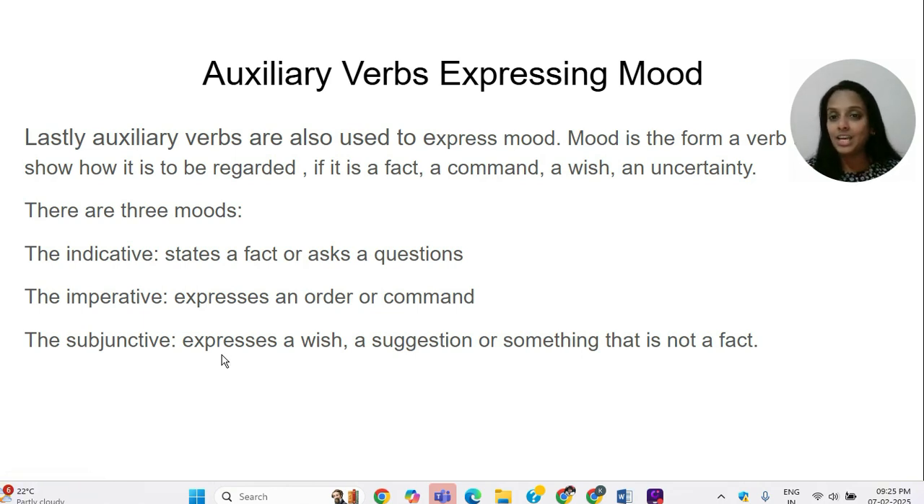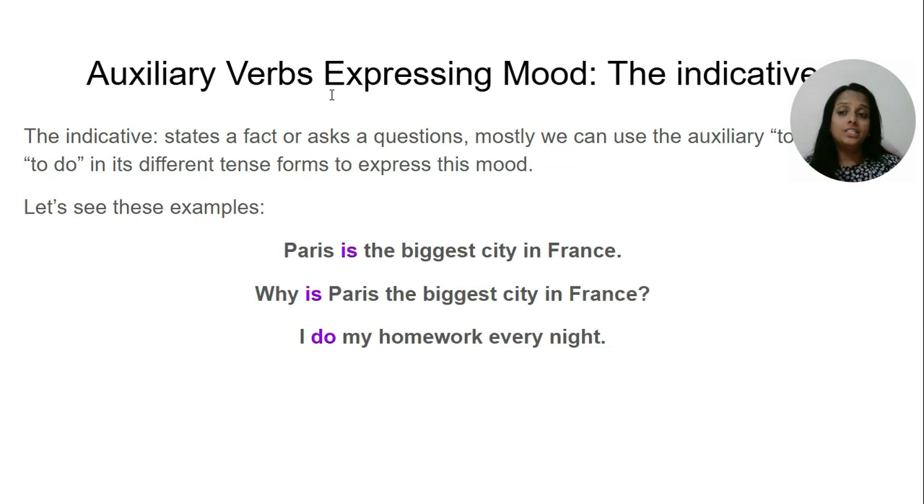So let's break this down one by one and see how auxiliary verbs like to be and to do come into play. First, we'll start with the indicative mood. This is the most common mood we use in English, and it simply states a fact or asks a question. Think of it as just describing what's happening, something that is real or factual. So, when we want to express a fact, we always use the auxiliary verb to be in its different tense forms. For example, Paris is the biggest city in France.